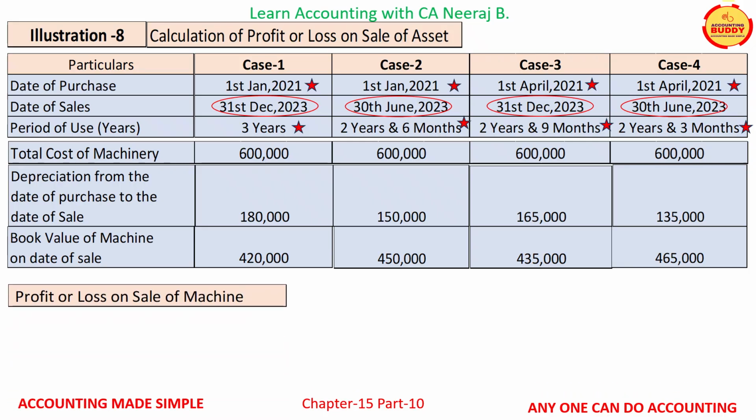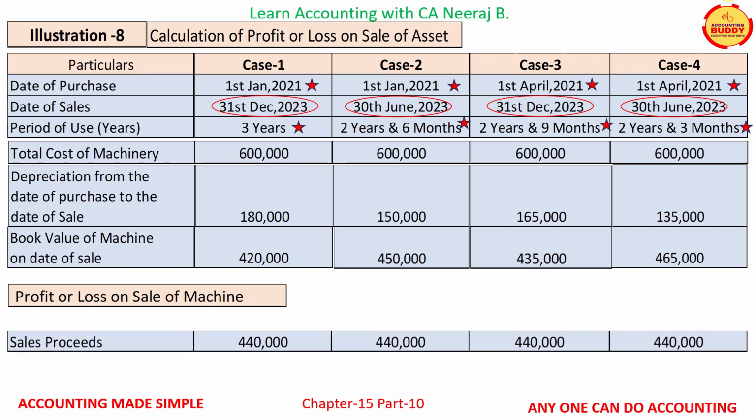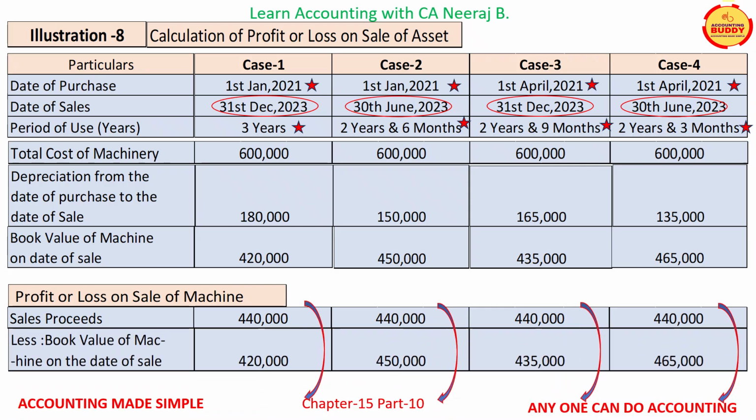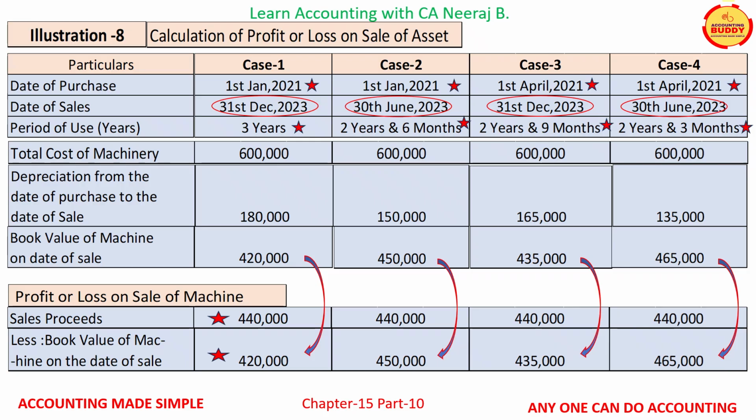Now let us calculate the profit or loss on the sale of machine in each of the 4 cases. The sale proceeds for all the 4 cases is $440,000. Now from the sale proceeds, if we reduce the book value of the machine under respective cases, we will get the profit or loss on sale of machine. In case 1, when from the sale proceeds of $440,000, book value of $420,000 is reduced, we will get a profit of $20,000 on the sale of machine.